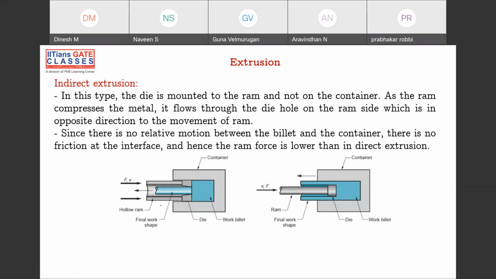It's like, how can I say this, any example? You take some dough, put it here, put a plate with a hole, and push the plate. The dough will come out like this. Am I right? So that is indirect extrusion. You are avoiding the relative motion between the workpiece and container, so as to reduce the force compared to direct extrusion. That's it. Very easy.